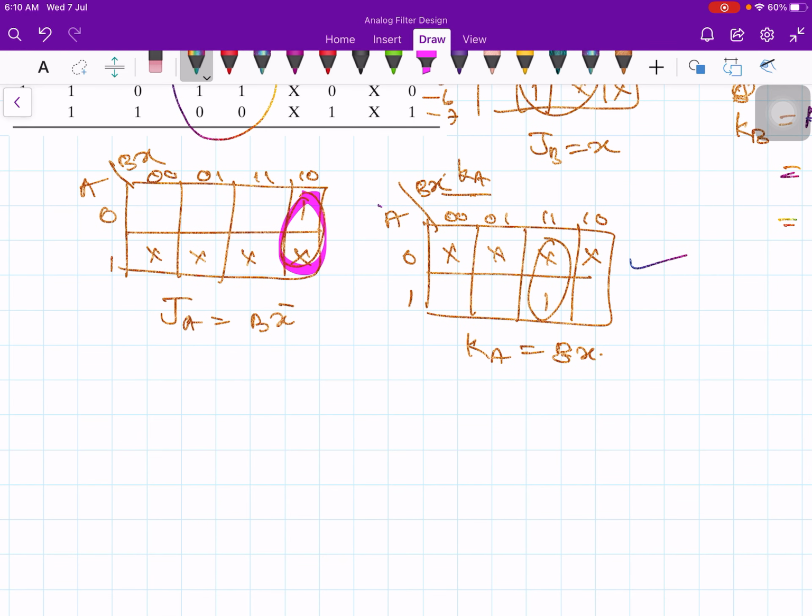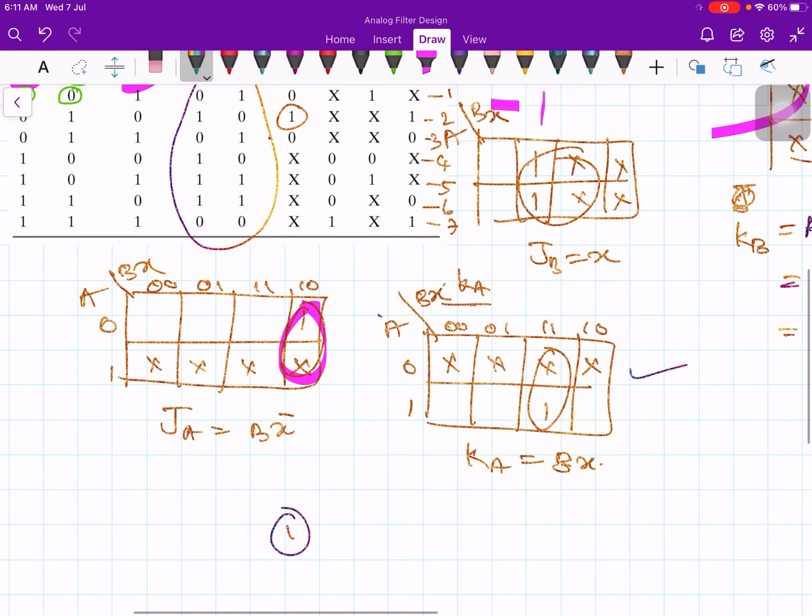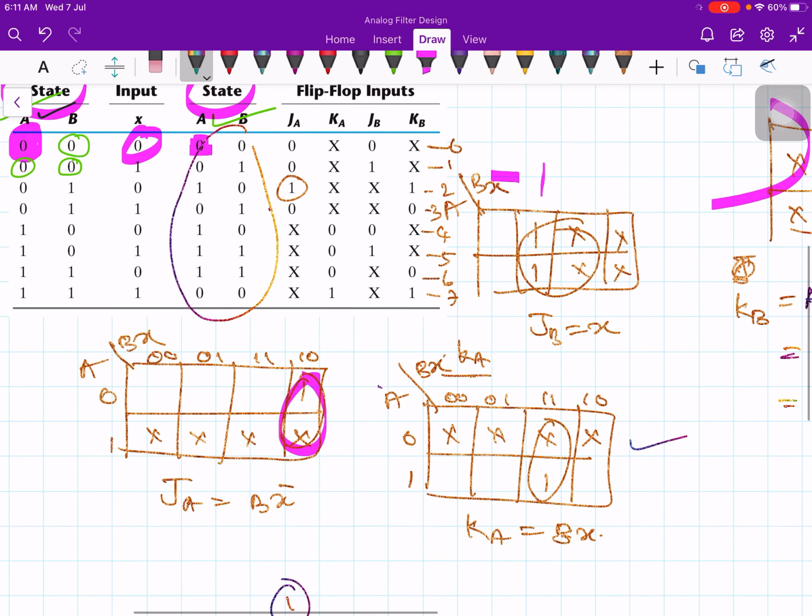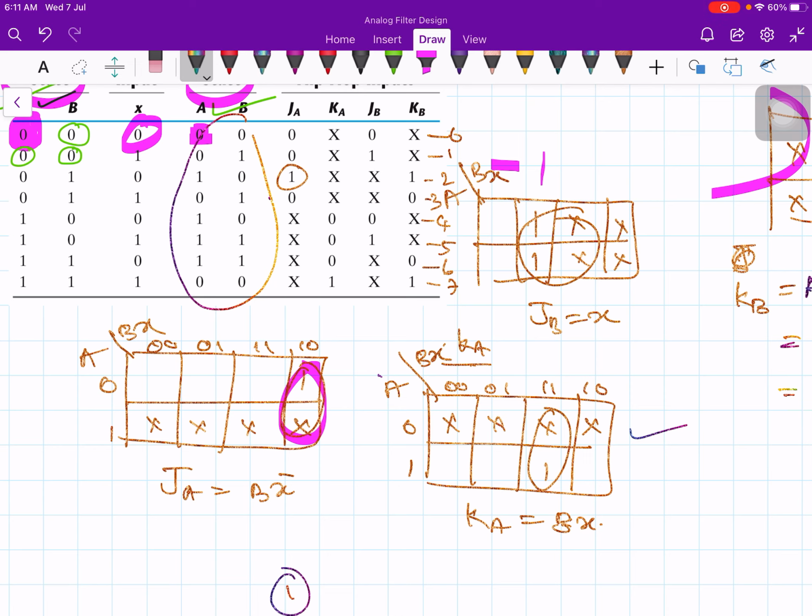Now note the advantage of using JK flip-flops. In the D flip-flop I said you can directly write down the input equations, but in the JK flip-flop you have some advantages when sequential circuits are designed manually. What are the advantages? Number one, if you go through the state table flip-flop inputs, there are so many don't care entries.